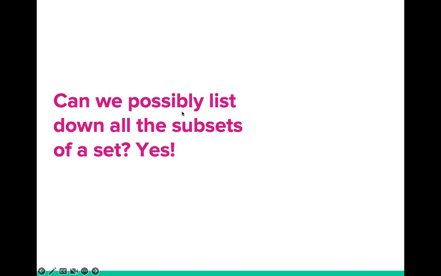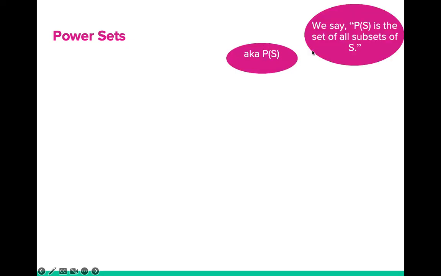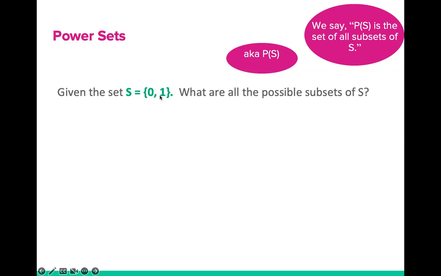Now, can we possibly list down all of the subsets of a set? Yes, it is possible, and we do that by determining the power set. The power set is also denoted P of S, and it is the set of all the subsets of S. Suppose we have a set S with 2 elements, 0 and 1. So what would be the possible subsets of S?